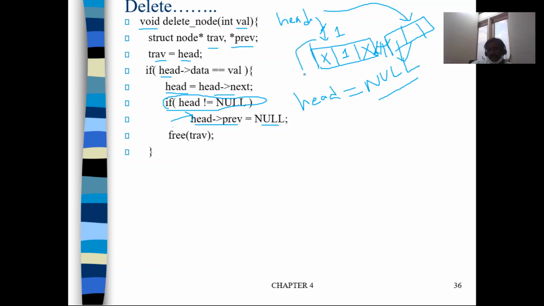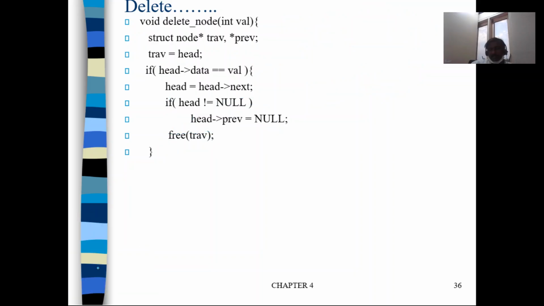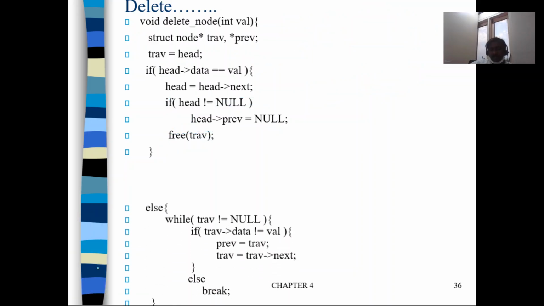Now the previous first node is also getting pointed to by traverse. So what do we say? Free of traverse. We free up the space. So this is the logic for deleting if the node is the first node.